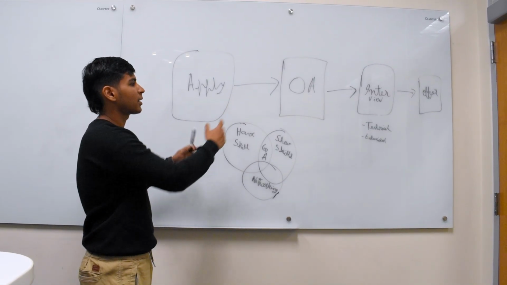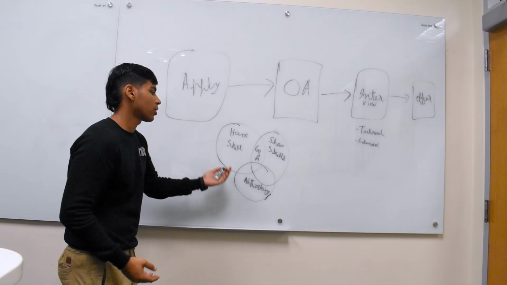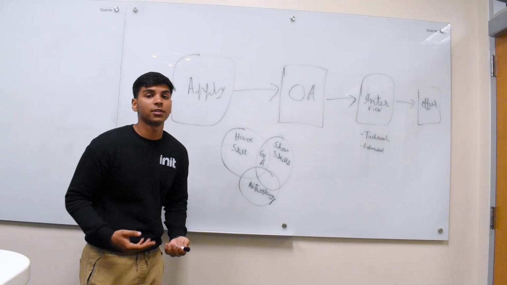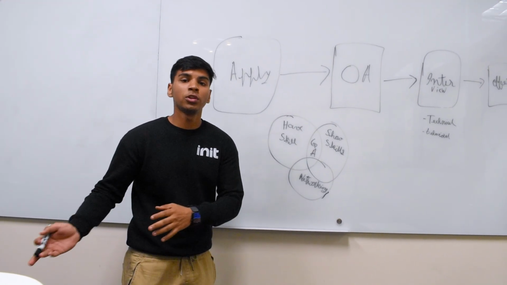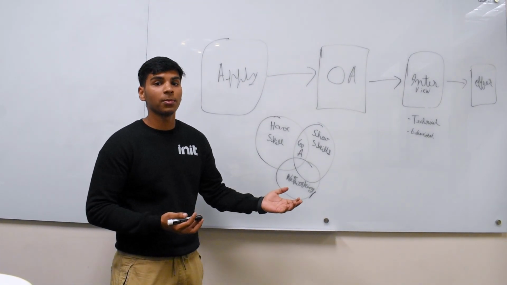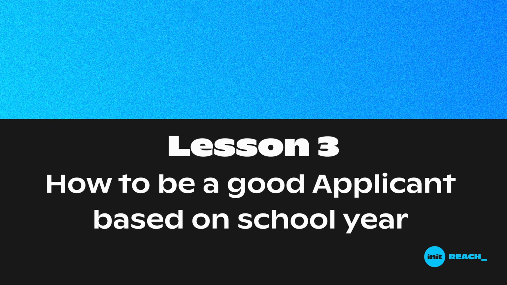So this is the overall application process. Before you apply, as we talked about, you need to be a good applicant, but being a good applicant looks different based on what year you are in school. A good applicant as a junior would be completely different from a good applicant as a sophomore. Let's look at how to be a good applicant based on your school year.